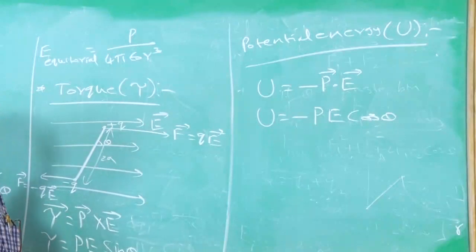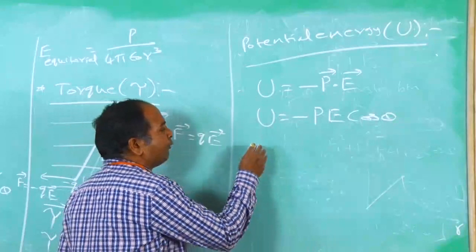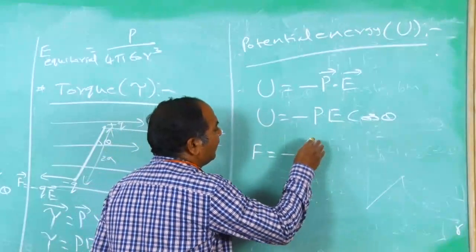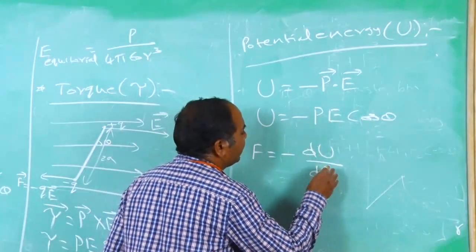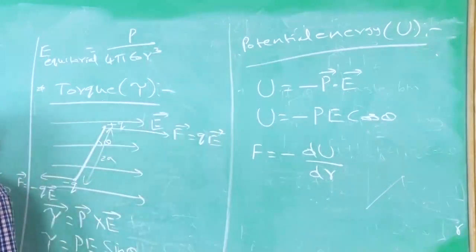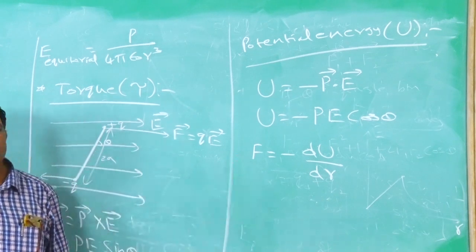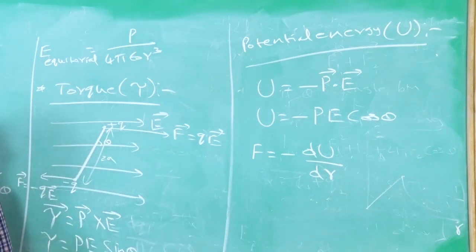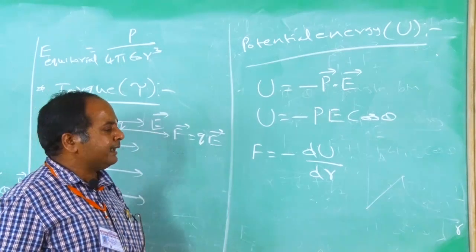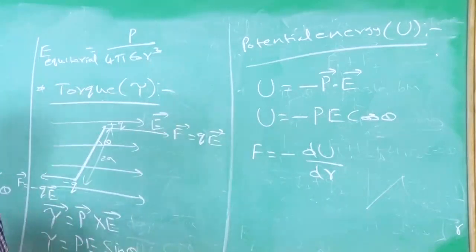That is potential energy. Suppose if you know potential energy, how you find out force means what? F is equal minus dU by dr. That means the negative potential energy gradient is said to be force. So F is equal minus dU by dr. These points you should remember regarding the potential energy of the electric dipole.